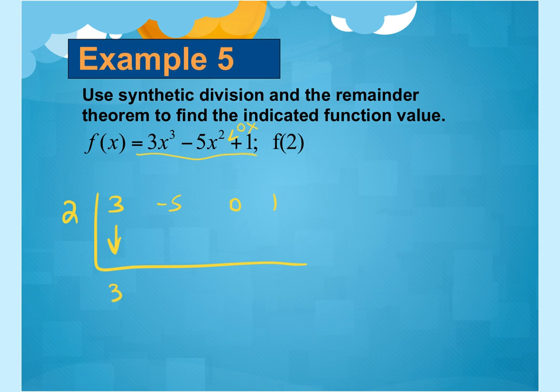I bring down the 3, multiply it times 2, put it in the next column, add it, multiply it by 2, put it in the next column, add it, multiply it by 2, put it in the next column, and add it. And 5 is the answer to f of 2. Just 5. So f of 2 equals 5, okay? You can give me just 5, or you can write it as f of 2 equals 5. But do not give that whole quotient.